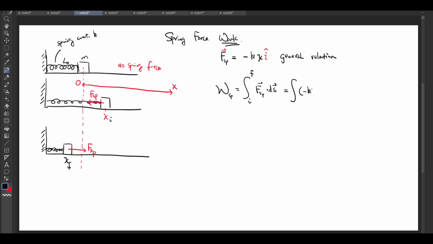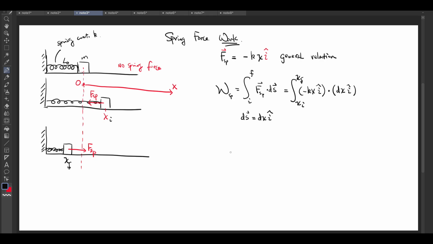So negative kx i hat is going to dot product ds. Now ds here, since it's a one-dimensional vector, is simply just dx i hat. Okay, so that's what will come in here, the dx i hat. So in this sense, we are doing just one-dimensional dot product, so it's easier than the gravitational force case. All right, so now we have from x initial to x final.